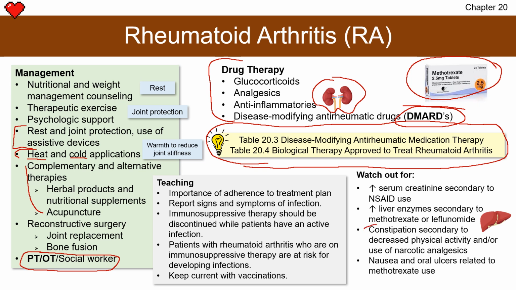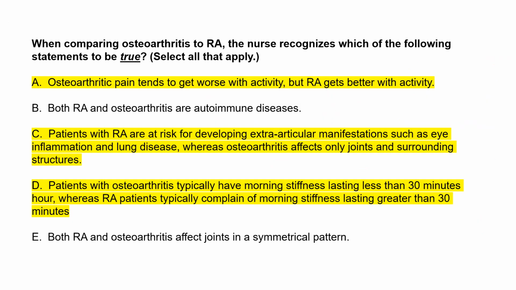These patients are also at risk for constipation because they're not moving a lot and they might be taking medications that are going to slow that GI tract. If the patient is on DMARDs, especially methotrexate, that can have a side effect of nausea and oral ulcers, so you want to be aware of that also. And here we have a select all that apply. Be sure to read through this and make sure you understand why those answers are true.